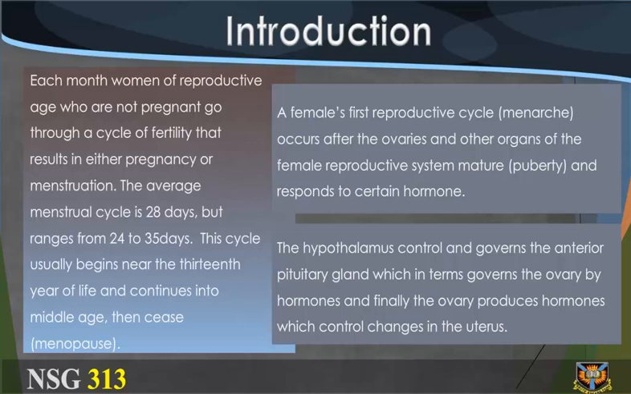Then it ceases at menopause. A female's first reproductive cycle, menarche, occurs after the ovaries and other organs of the female reproductive system mature, puberty, and responds to certain hormones. The hypothalamus controls and governs the anterior pituitary gland, which in turn governs the ovary by hormones, and finally the ovary produces hormones which control changes in the uterus.